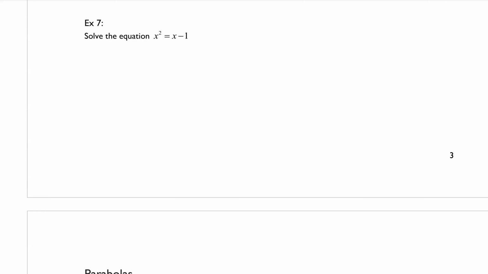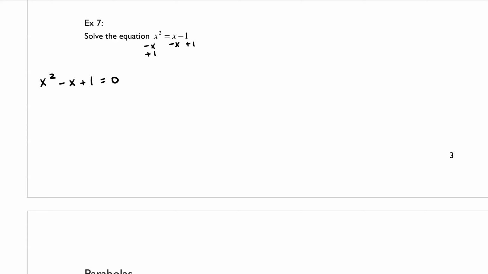All right, let's move on to example 7. It says solve the equation x squared equals x minus 1. I'm going to go ahead and subtract x and add 1 to both sides. So then we get x squared minus x plus 1 is equal to 0.